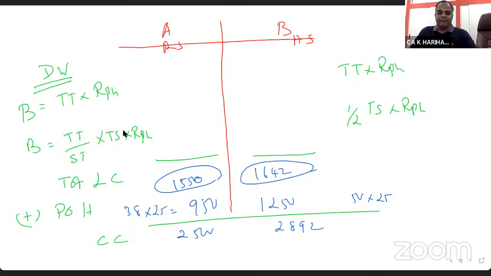Basic is equal to time taken into rate per hour. Time taken, how many hours? Location A, in how many hours? They do 38 hours. Rate per hour, we don't know. Let X is equal to rate per hour, because rate per hour only, they ask it to compute. 38 into X is equal to 38X.